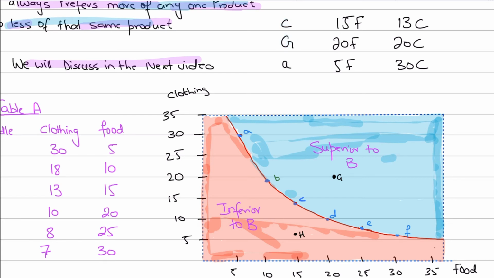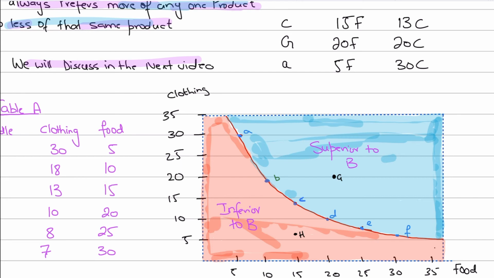So G is definitely preferred to C, because at G you have more food and more clothing as compared to bundle C on the indifference curve. While G does not appear to be preferred to A, because from the face of it, it has less food, although it has more clothing. But it is preferred, because it is in the blue region, hence it is preferred by definition, by technicality, because it is in the superior region. From the face of it, though, it might not appear that way.